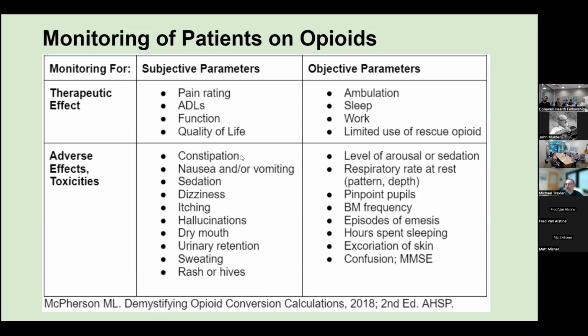Constipation, number one, it's universal. Are they having any nausea, sedation? Is it impairing their social interactions? Are they getting dizzy, having itching, hallucinations, dry mouth, urinary retention? This is one of the lesser known side effects of opioids, but it can be an issue, especially in older men with BPH. Sweating, rash, or hives.